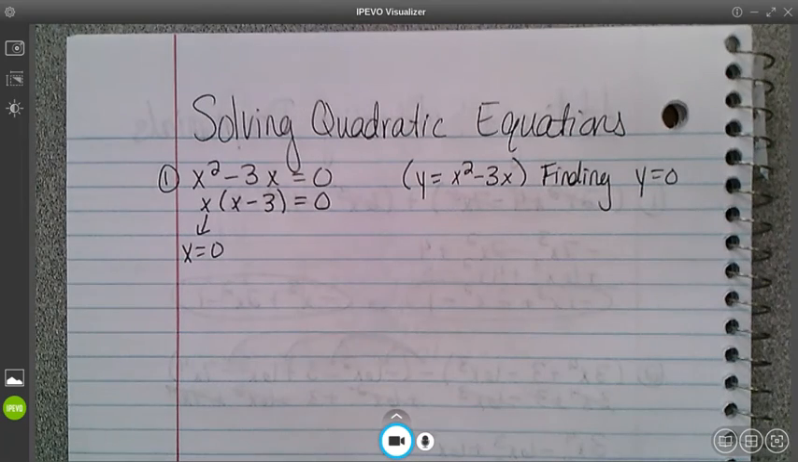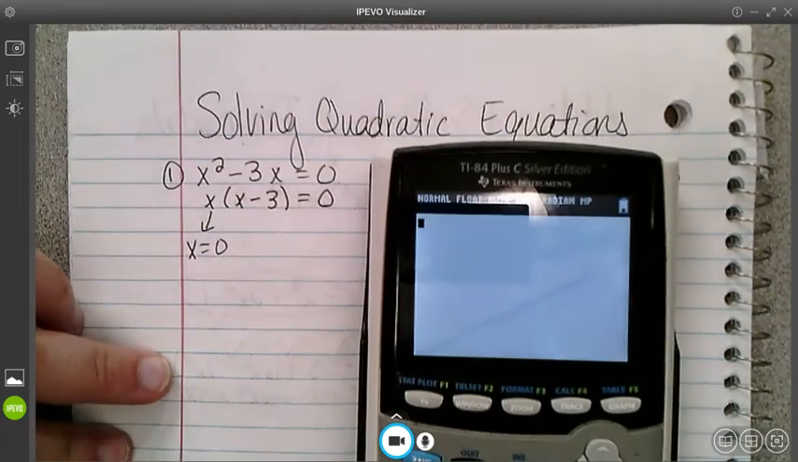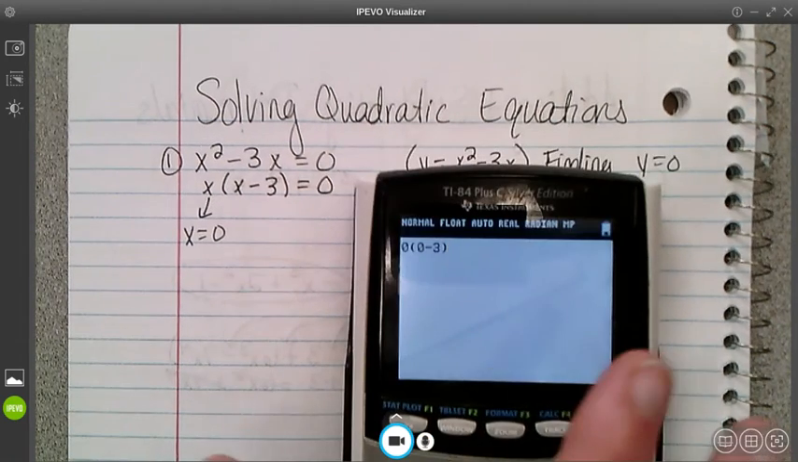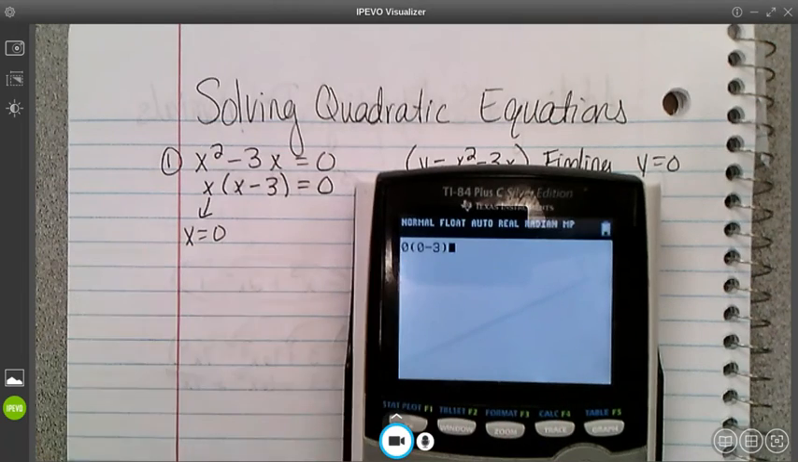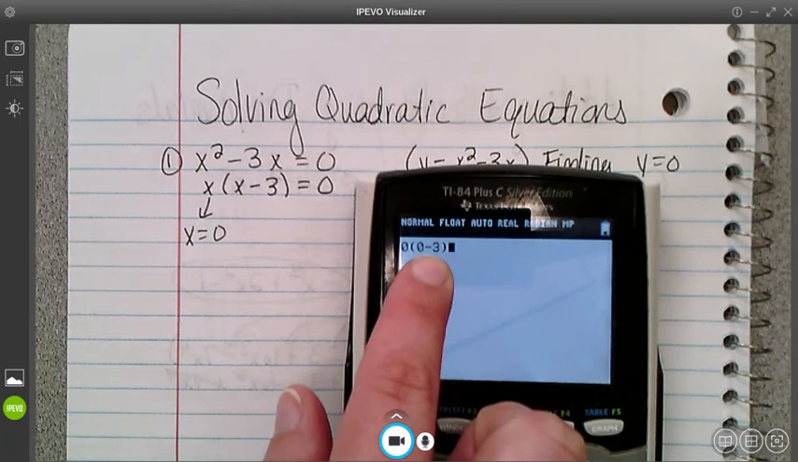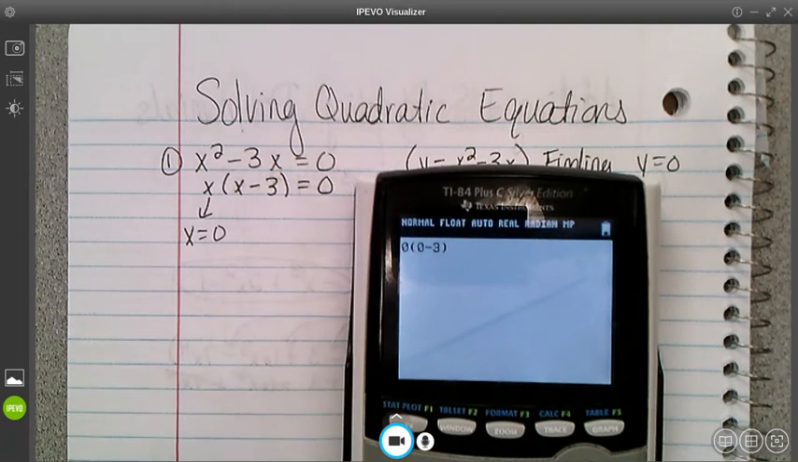So I'm going to pause right there for just a second and prove it to you. I'm going to use my calculator, and I'm going to actually plug this in. So I'm going to plug 0 in for both x's. Now, before I hit enter, let's think about this. The outside of the parenthesis is 0. The inside of the parentheses, 0 minus 3 is negative 3. So the calculator is doing 0 times negative 3.